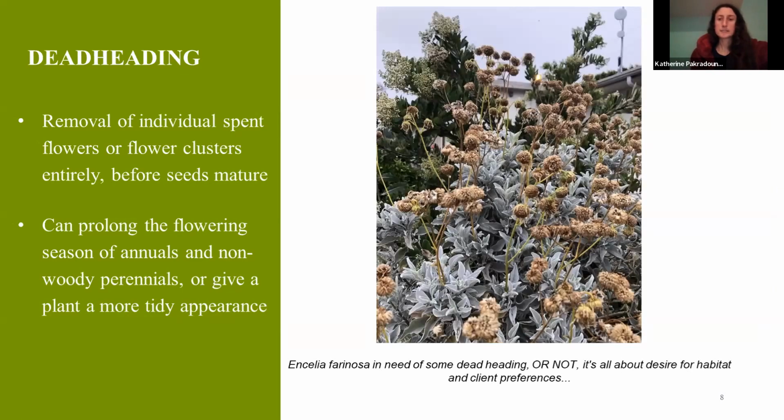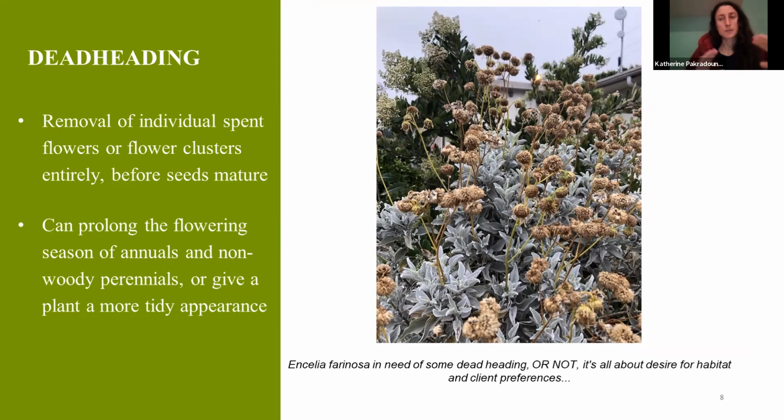All right. So more on deadheading. This one's an Encelia farinosa. So again, get your clients' preferences as far as habitat value versus aesthetics. Sometimes the next year's blooms will be better if you've removed all of the previous year's blooms, or at least aesthetically, it seems like the blooms are better because they don't have all these little dead seed flower heads nearby. But keep in mind, you want to get the preferences of your client in as part of your strategy.